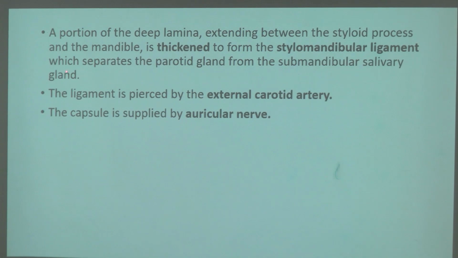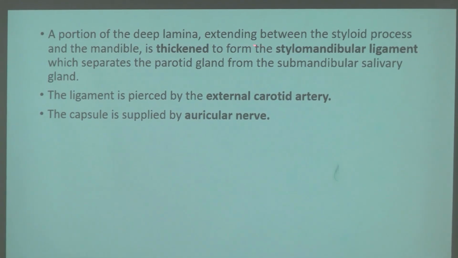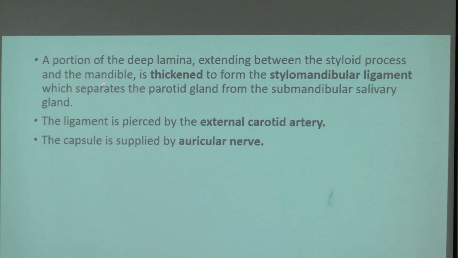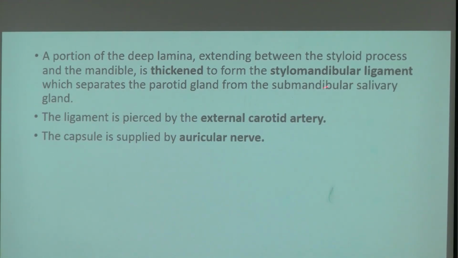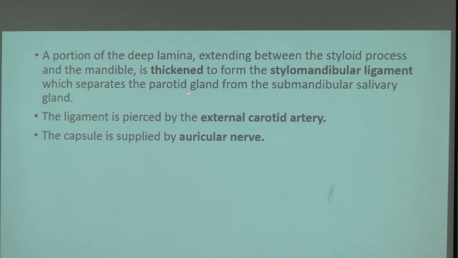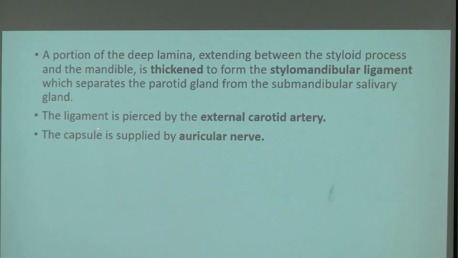A portion of the deep lamina extending between the styloid process and the mandible is thickened to form the stylomandibular ligament, which separates the parotid gland from the submandibular salivary gland. This ligament is pierced by the external carotid artery, and the whole capsule is supplied by the auricular nerve.